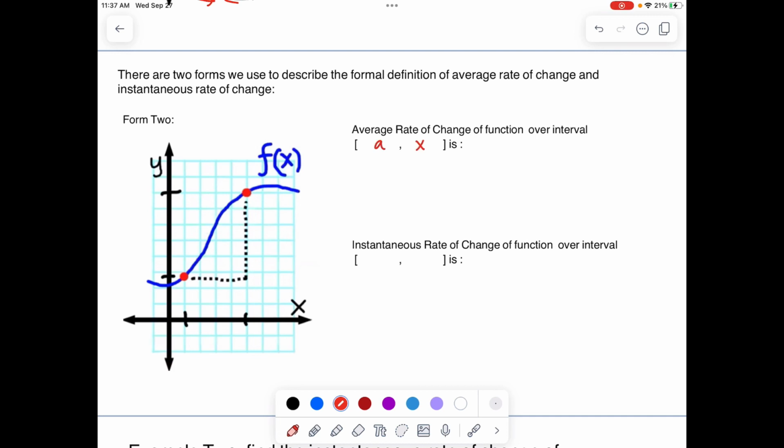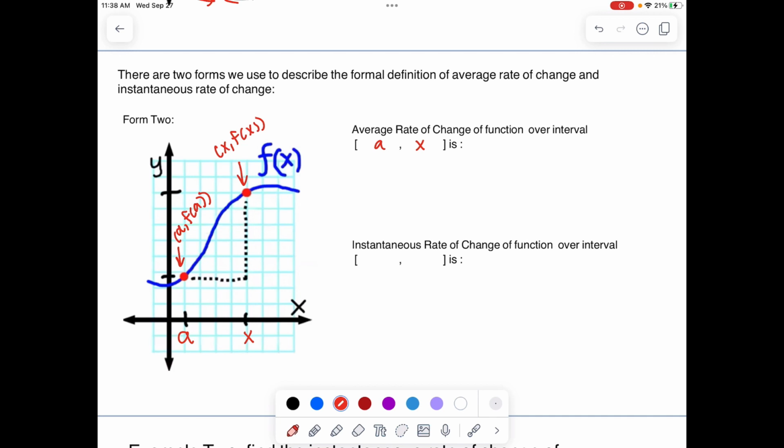So we'll call this first x value a, and we're going to call the second x value x. So that would just be like a and b, or c and d. You're just assigning these x values variables. That would mean that this point right here, the x value is a, the y value is f of a. This point right here, the x value is x, the y value is f of x.